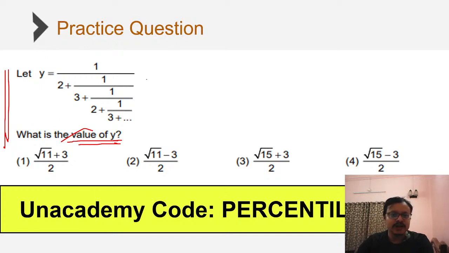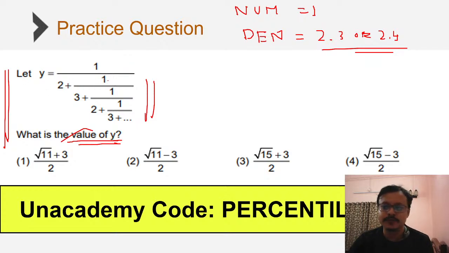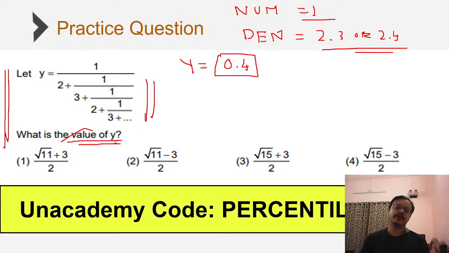So the easiest way is to observe the denominator. What is the numerator? The numerator is equal to 1. What is the denominator? The denominator is 2 plus some fraction, so it is close to 2.3 or 2.4. Does everybody agree with this? The denominator is approximately 2.3 or 2.4 because it's 2 plus 1 by something. So what is 1 by 2.4? 1 by 2.4 comes out to be 0.4. So effectively, the value of y is 0.4.